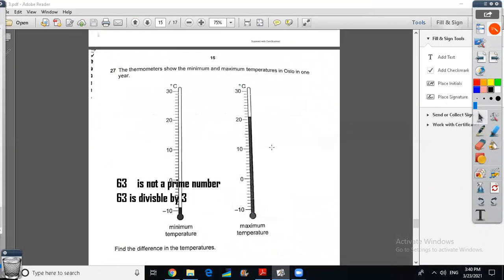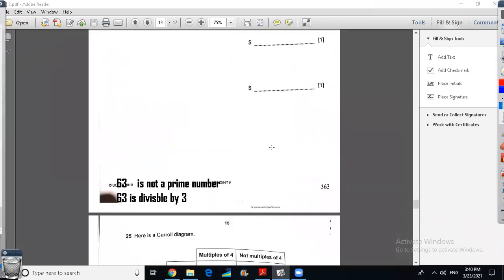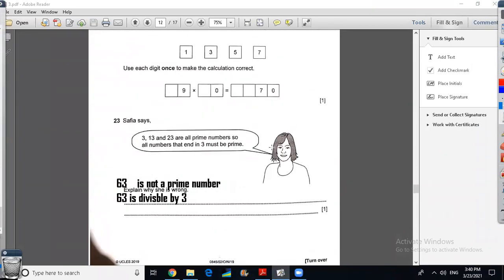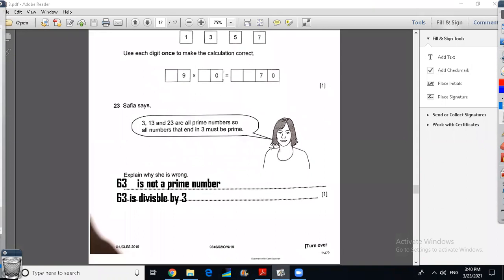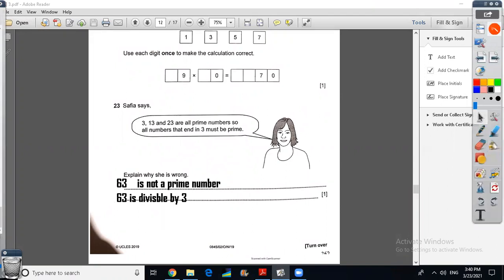Sorry guys, 1 second. Here it is. It is 63 is not a prime number. 63 is divisible by 3. You can change 63 and write 33. Okay? You can write 93. All of them are not prime numbers. All of them are divisible by 3.